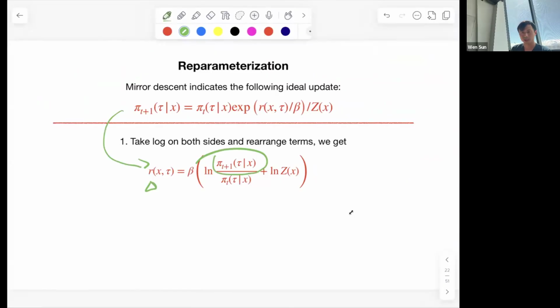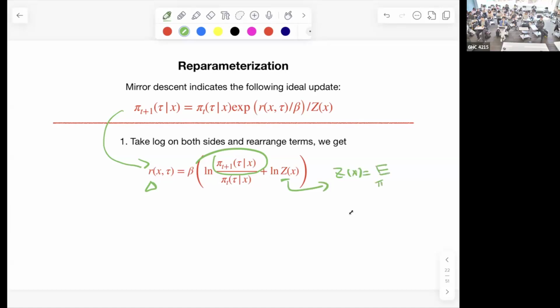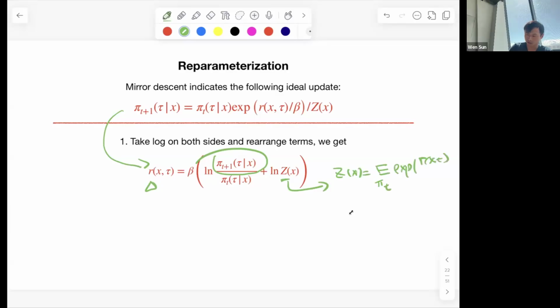We're almost there, but remember that this term log Z is kind of annoying, because Z technically depends on the reward. This is the expectation under pi t of exp of r x tau over beta, so this depends on the reward as well. So it's not really a reparameterization of the reward yet. If you look at this expression, on the left-hand side you have the reward, but on the right-hand side your normalization constant depends on the reward as well.